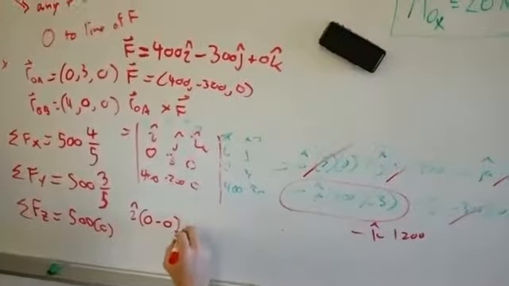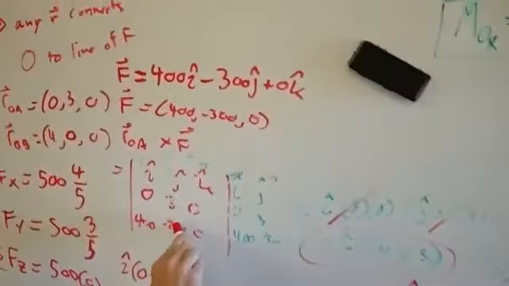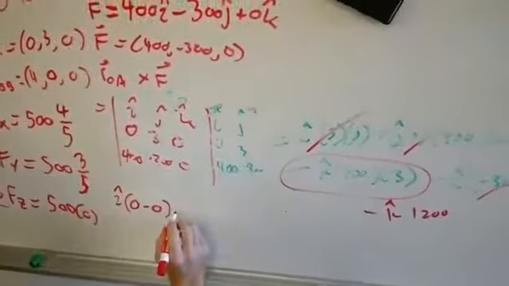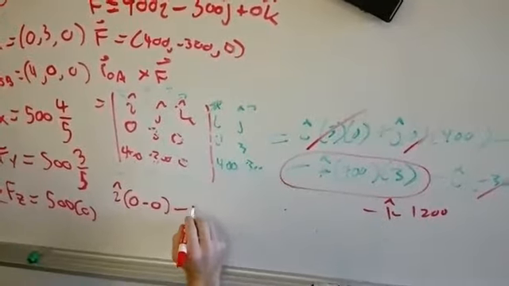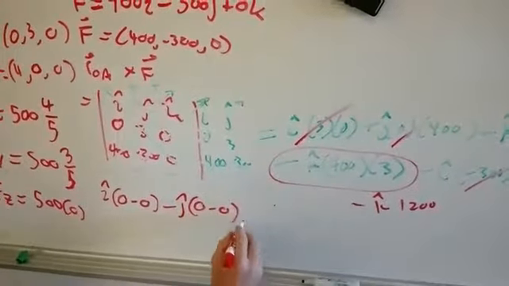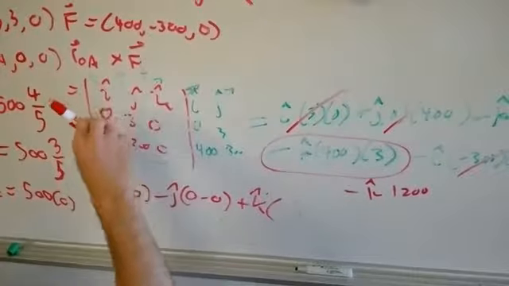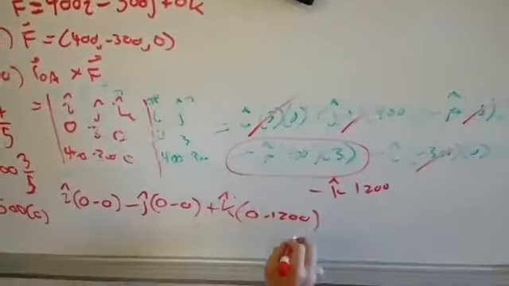Why are you subtracting? Because it's I times 3 times 0. Oh, okay. 0 minus minus, yeah. You're doing 2 steps then. And I times 0 minus 0. Minus j times, right, minus j, which is 0 minus 0. Plus k times 0 minus 1200.